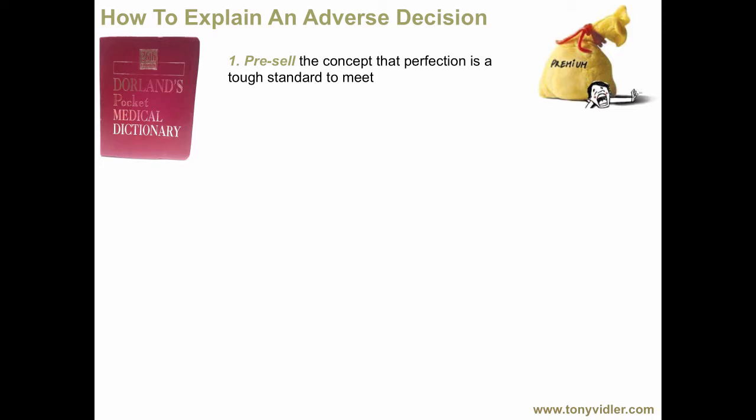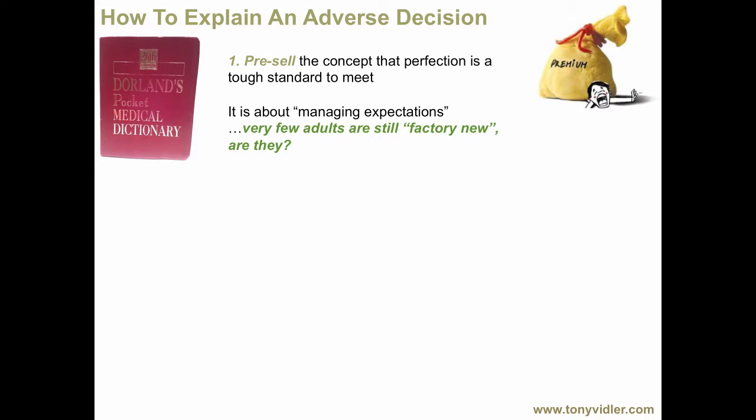Now, one of the little tools that I've used for many years is a simple little pocket medical dictionary, and you'll see why in a moment. Using that little medical dictionary is just a great visual way of showing clients that there are a heck of a lot of medical conditions out there that might not be able to be covered. Because when we get right down to it, the reality is very few adults are factory new. We're none of us in the same shape we were when we were 18 or 16 or 14 or 25. The older we get, the more things happen.